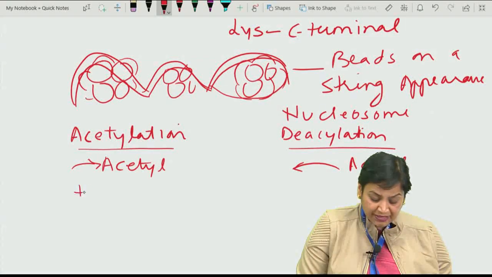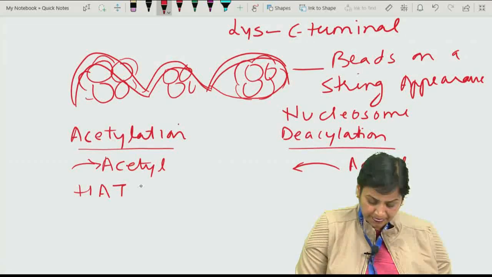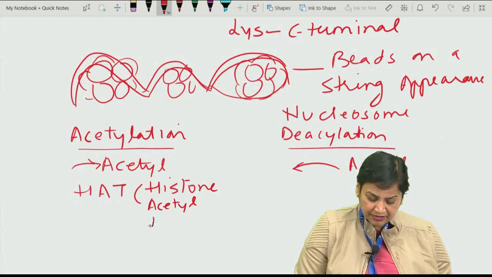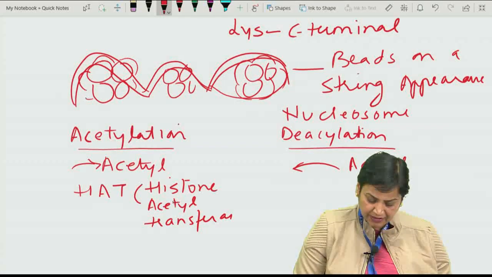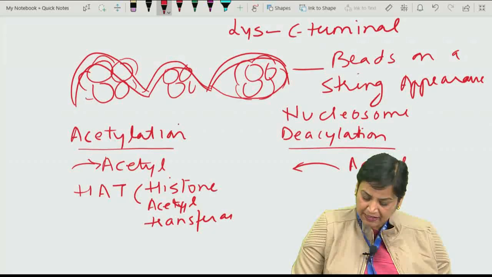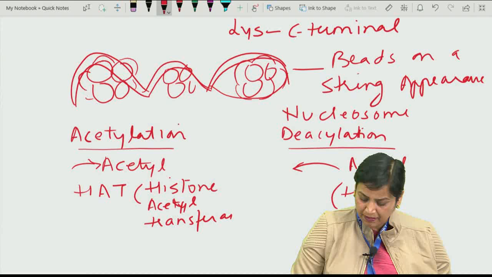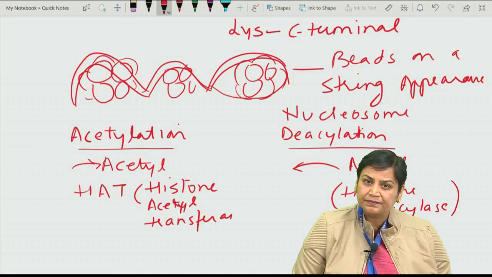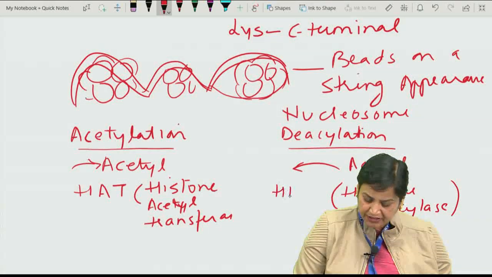For acetylation, the enzyme required is histone acetyl transferase, histone acyl transferase, acylation, acyl transferase, and here it is histone deacylase, or it is HDAC.